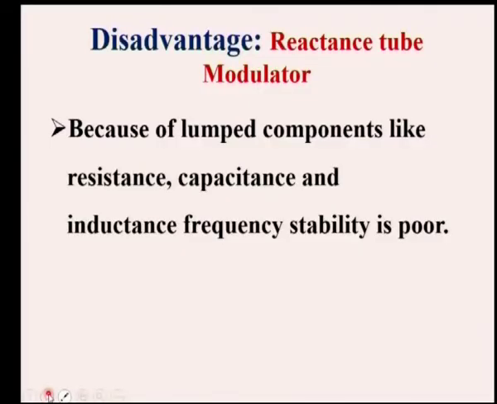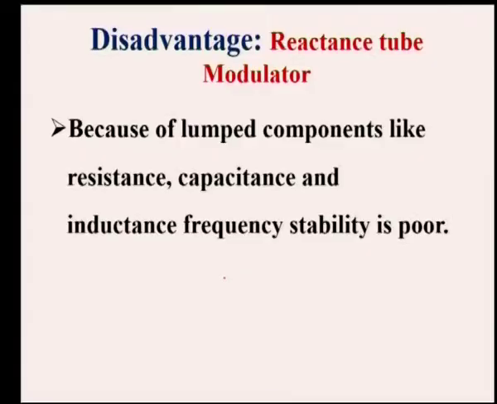The disadvantage of this reactance tube modulator: here we are using lumped components like the resistance and capacitance, and we can also use an inductance in the circuit. The stability is poor. What is the frequency stability? For example, if the output frequency is 100 megahertz, an FM transmitter is designed for 100 megahertz with a 0.1 megahertz deviation, or 100 kilohertz deviation. Here this carrier frequency should be exactly 100.